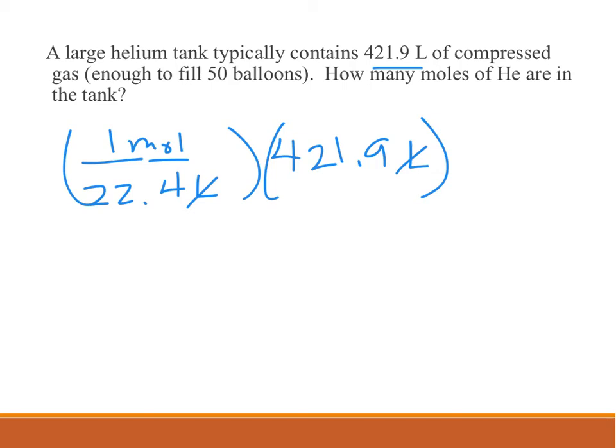And we were basically taking 421.9 and dividing it by 22.4 to give us an answer of 18.8 moles. You notice I'm having everything round off to 3 significant digits. That's typically what I require in my classes. Other teachers may require more or less significant digits.